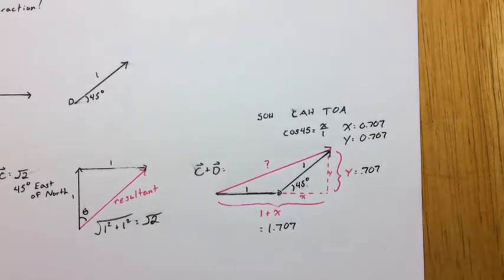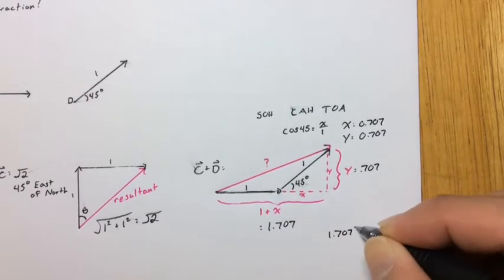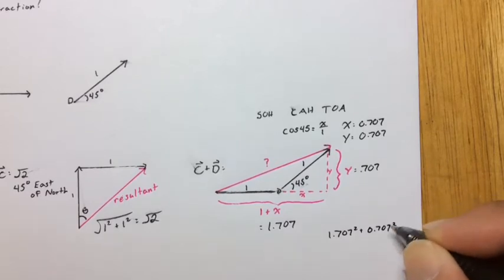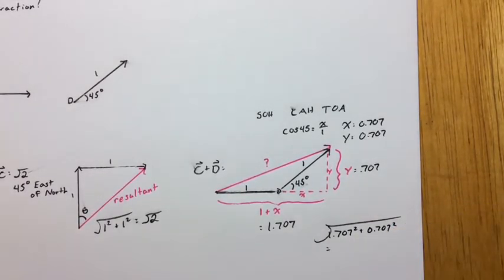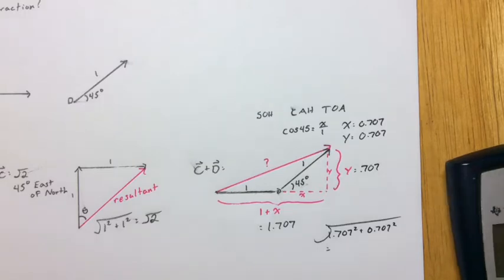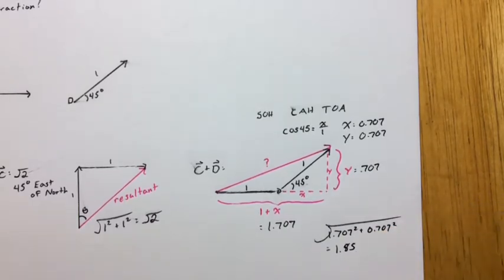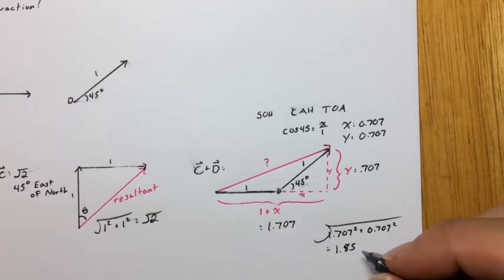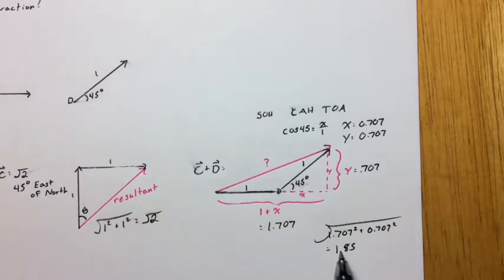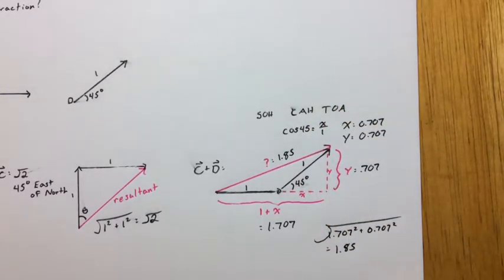How long is that? That's going to be the Pythagorean theorem of 1.707 squared plus 0.707 squared, and then square rooted. I get 1.85. Hopefully that's right. I already rounded it. So this whole side is 1.7, and 1.85 is longer than that, and the short side is 0.707. I think we're good. So this side here is 1.85, but of course we have to give it a direction.